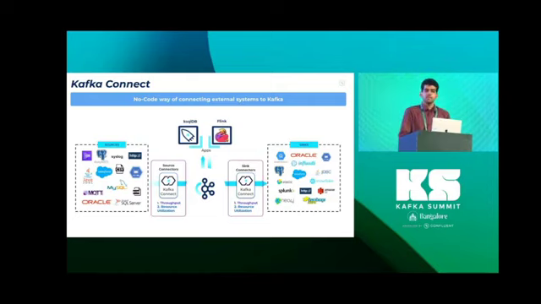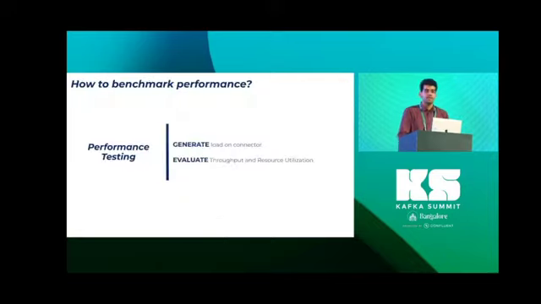Now, when we talk about performance, we are specifically interested in two key metrics, which are the throughput, that is the rate of transfer of records, and the resource utilization, which is the amount of resources consumed by the connector to enable that throughput. Now, how do we benchmark the performance of a connector? We do that by generating load on the connector and then evaluating its throughput and resource utilization. We refer to this whole process as performance testing of connector.